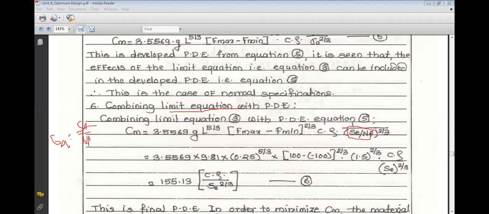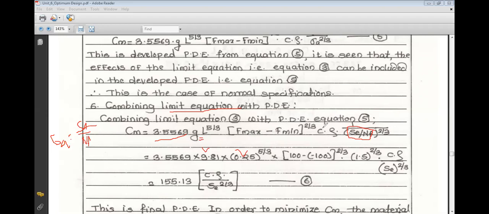Now we have to put all the values given in the problem. So your equation becomes 3.5569 into g, where g is 9.81. Now length is given, that is 250 mm, that is 0.25, raised to 5 by 3. Then the maximum and minimum force are given: maximum force is 100 and minimum force is minus 100, so 100 minus minus 100, raised to 2 by 3.